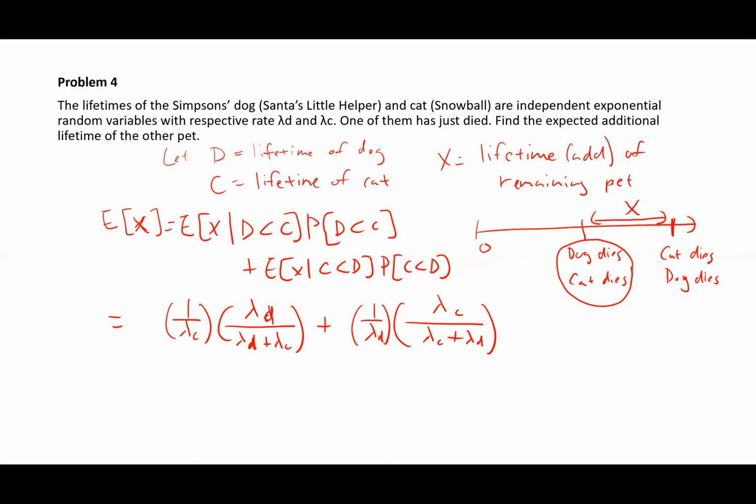Okay, so that's our answer. It's a pretty straightforward problem if you understand the picture. Yeah, so let's move on then to the next problem, problem number 5.